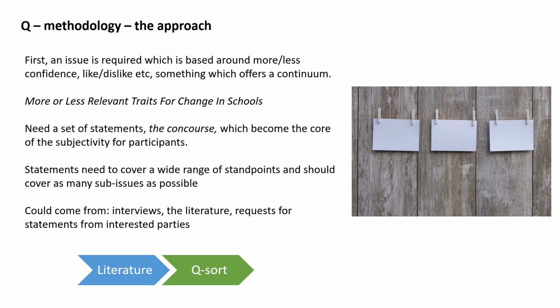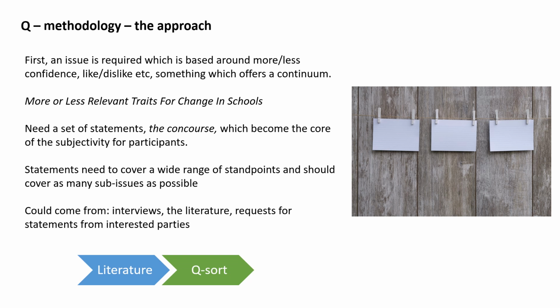So what I did for the Q methodology and the Q sort for this project was to simply have the issue of more or less relevant traits for change in schools. So in other words, what I wanted to do was look at a whole series of elements of change in schools, or potential elements of change in schools, and then say to individuals, which of these do you think are more or less relevant to bringing about change within your context?